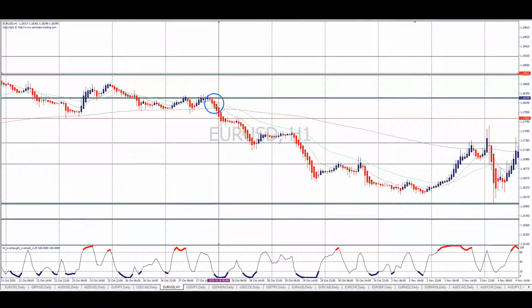So that's the confirmation entry. Price crosses over, goes to the stop order, boom, right to the take profit. All right, I'm out.